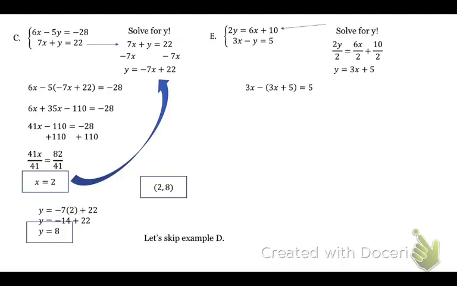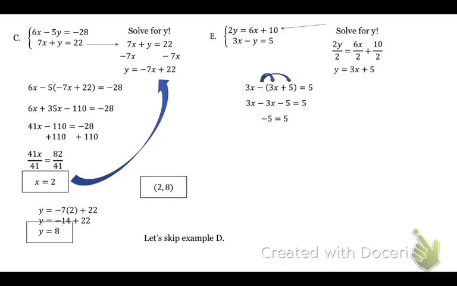Then I'm going to plug that into the bottom equation. Distribute that negative. Boom, boom. So you get 3x minus 5 equals 5. Well, 3x minus 3x, bye. And you get negative 5 equals 5.